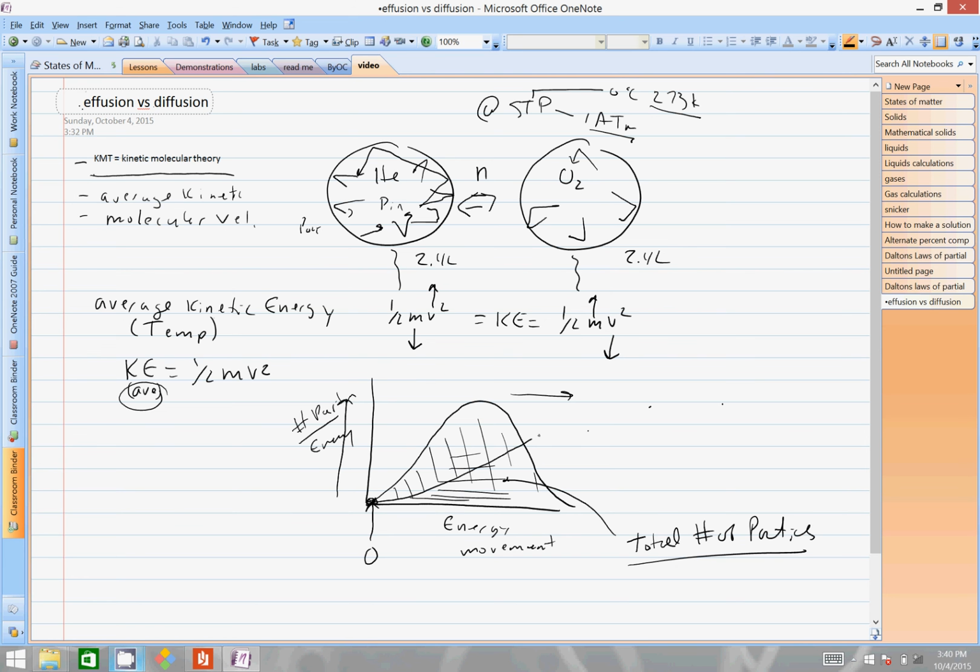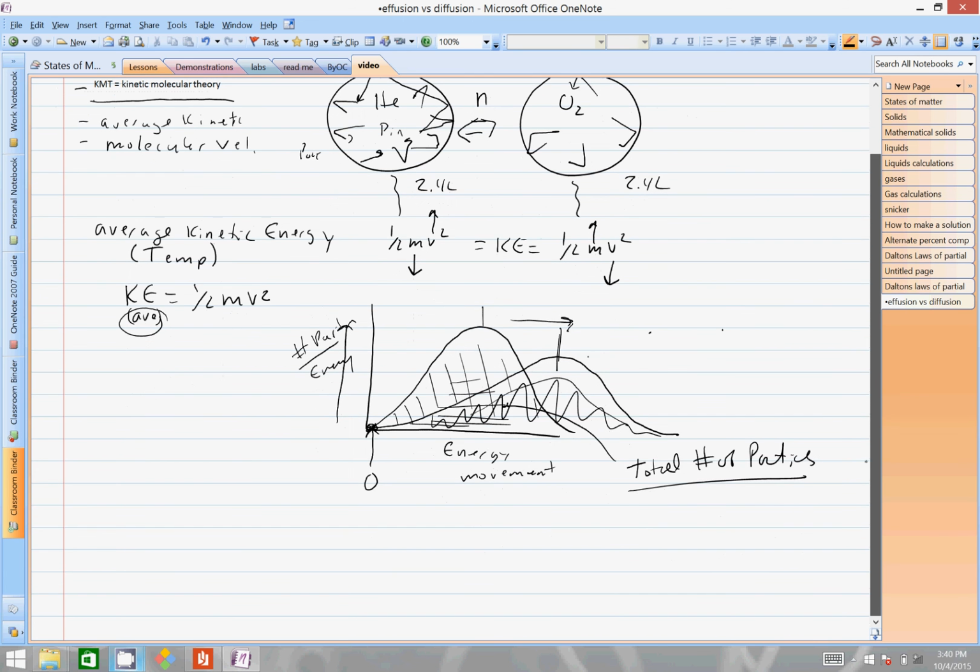So I might do something like this, where again the area under the curve is the same. This is my average at the higher temperature. The curve is maintained starting at 0, and I have a higher average. So that's like warming it up. You'll see an occasional problem like that. Now let's go back to the actual topic here, this idea of effusion versus diffusion.